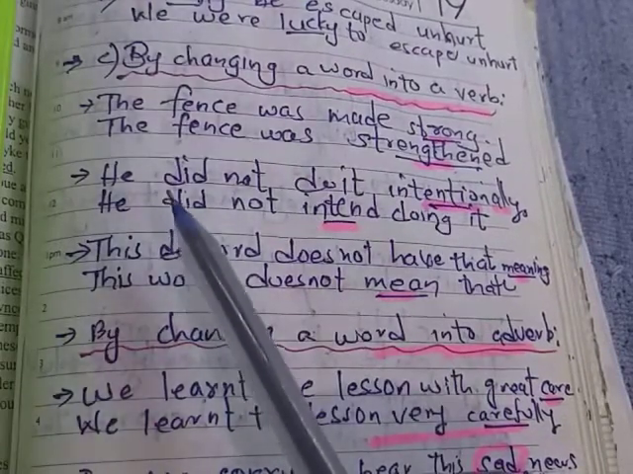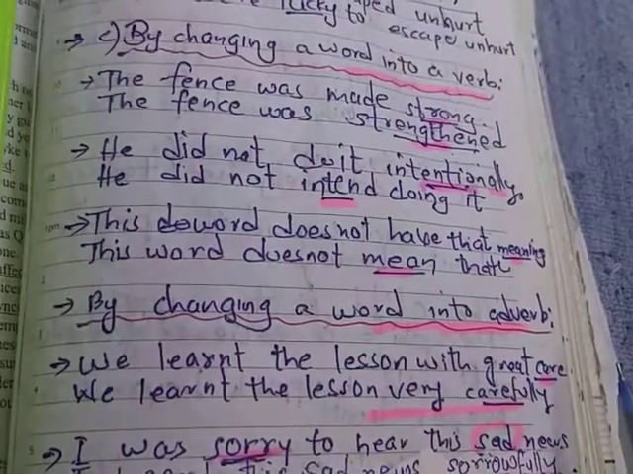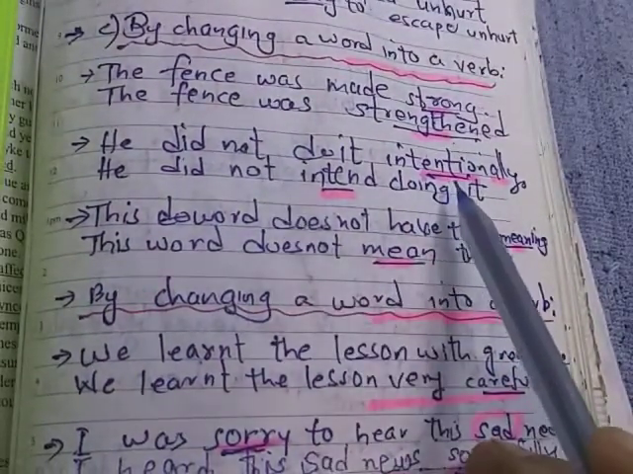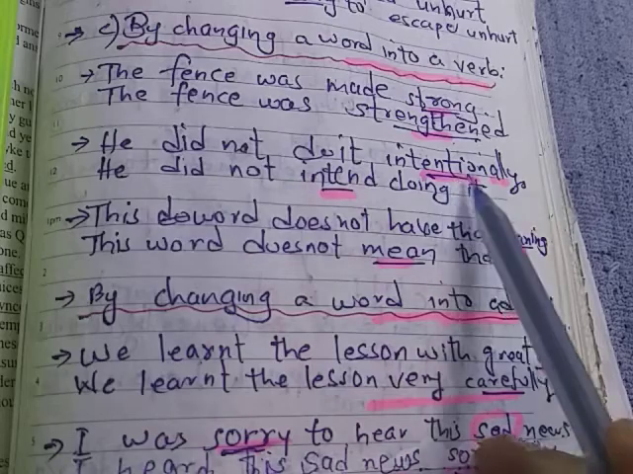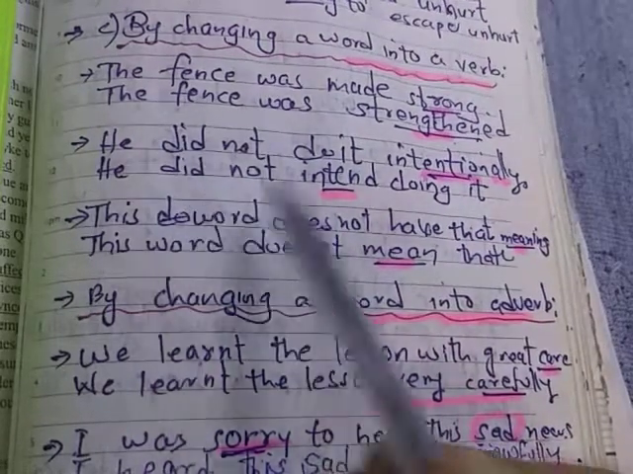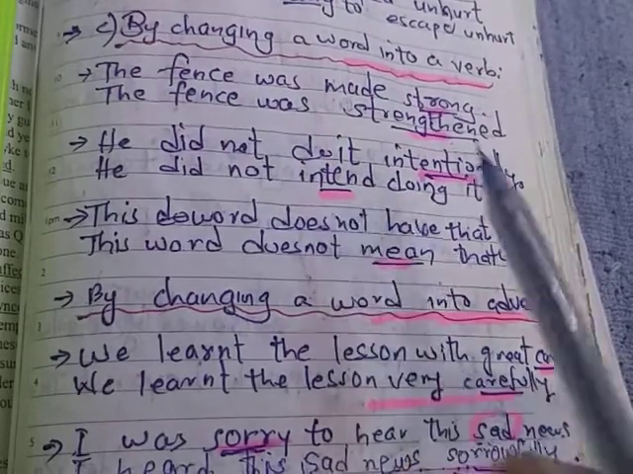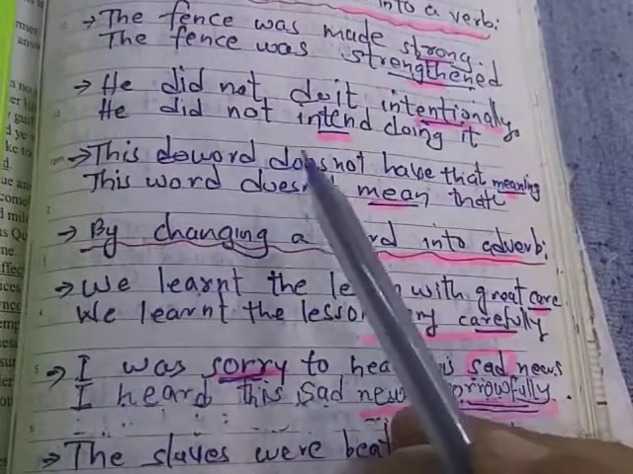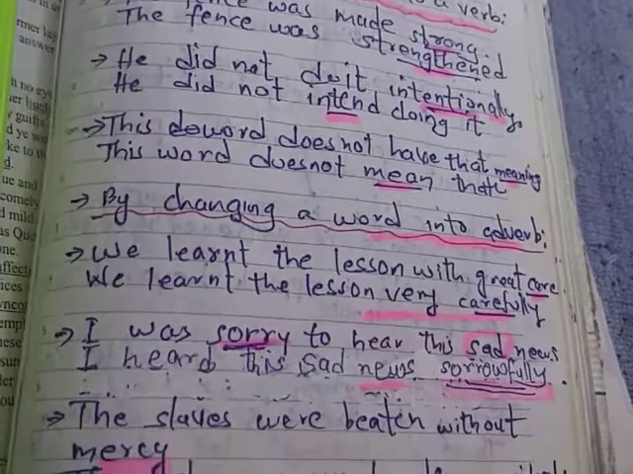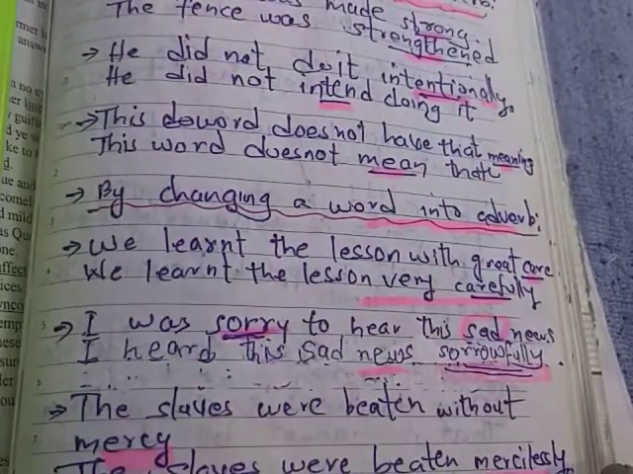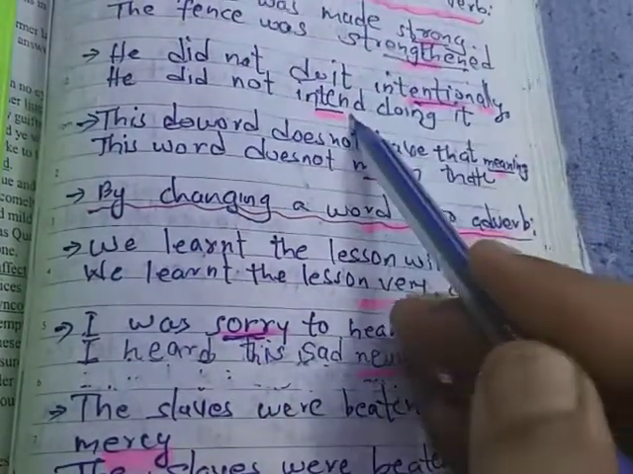In the same way, if we look into the second sentence, wherein the same thing is to be done, the underlined word is intentionally. Intentionally, as you know, is an adverb, the ly word. So now this intentionally will turn into the verb form, that is intend. So I will make the sentence: He did not intend doing it. He did not intend doing it is the right sentence, wherein we have substituted the adverb with a verb form, that is intentionally into intend.